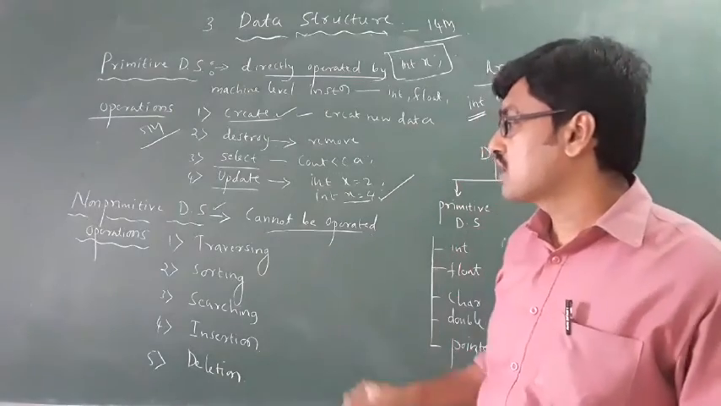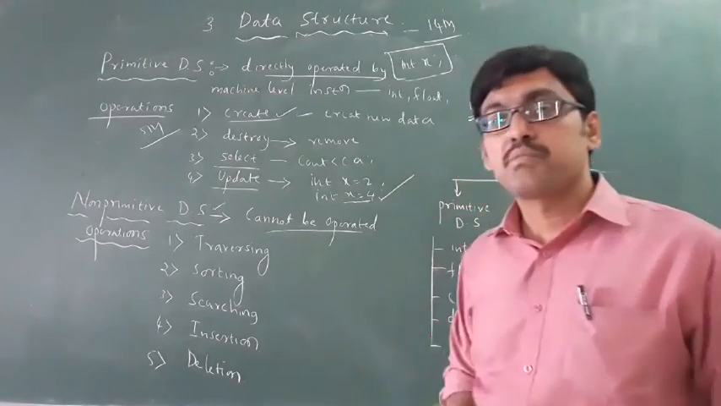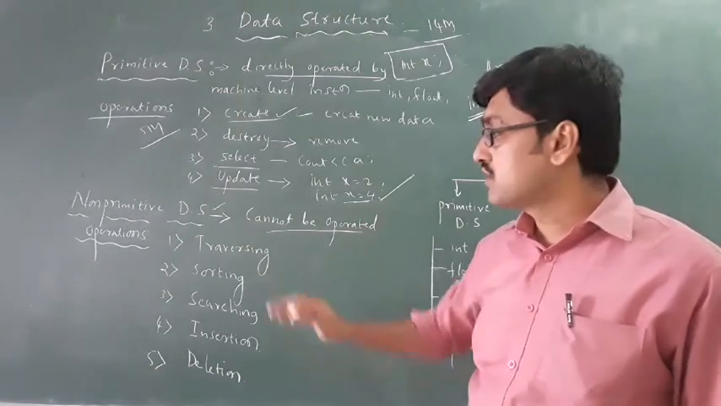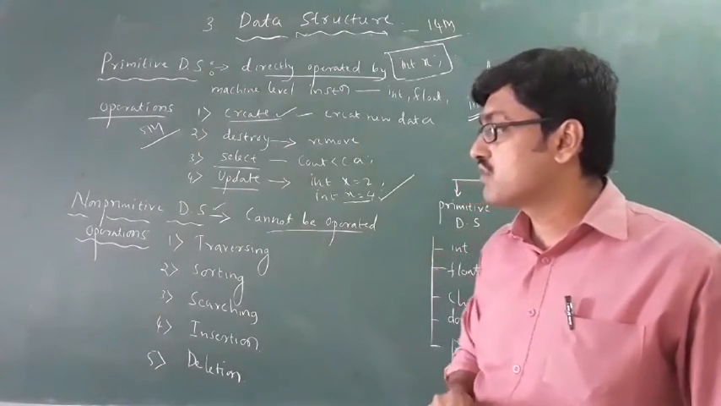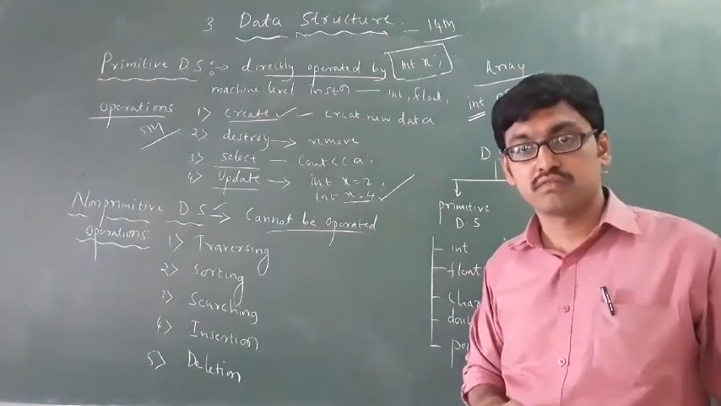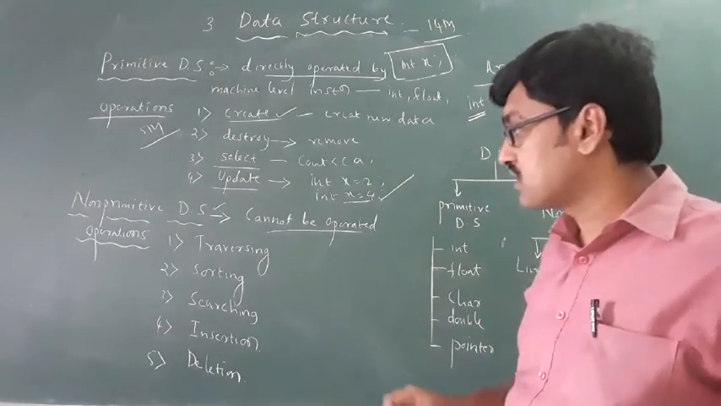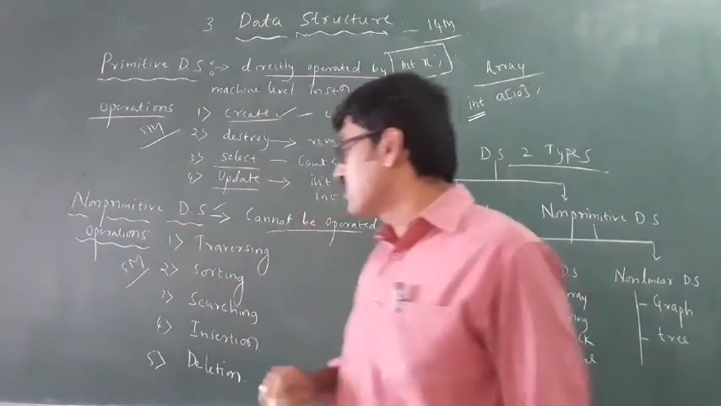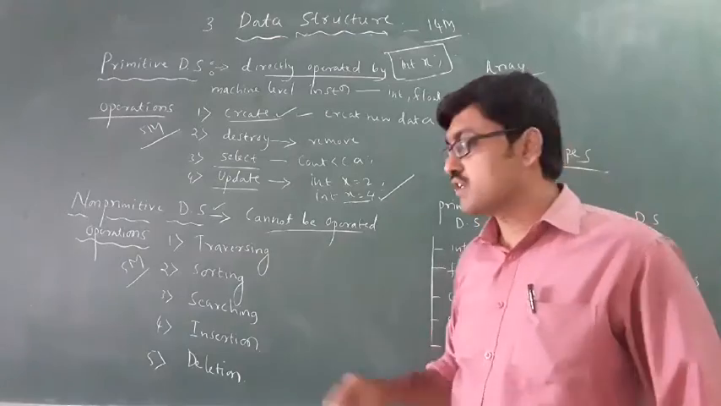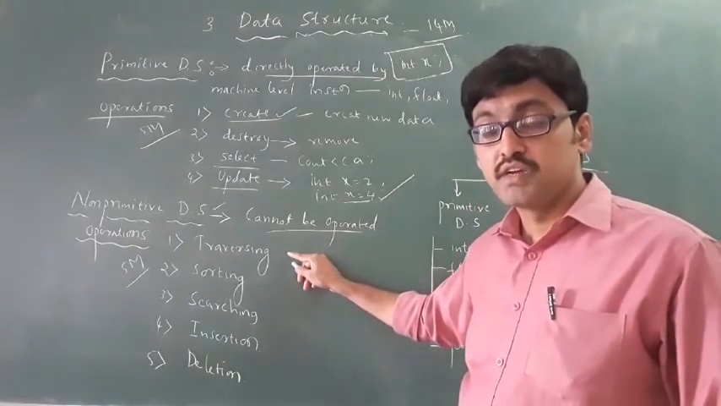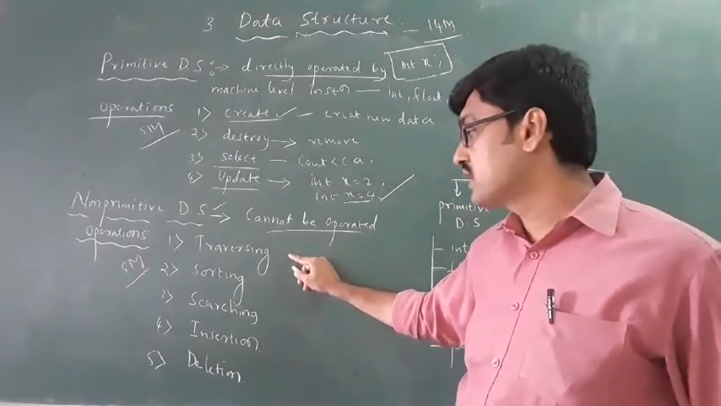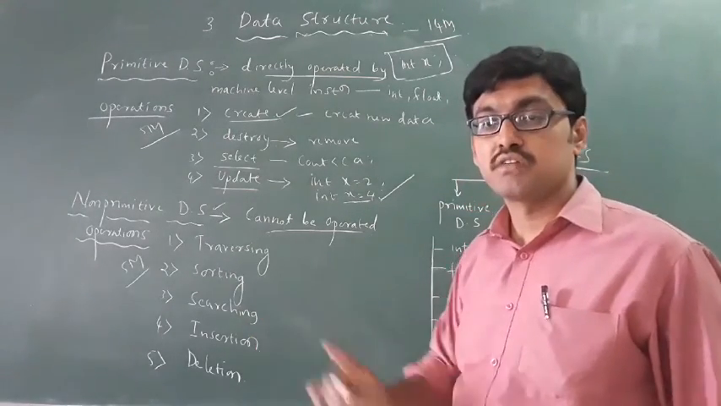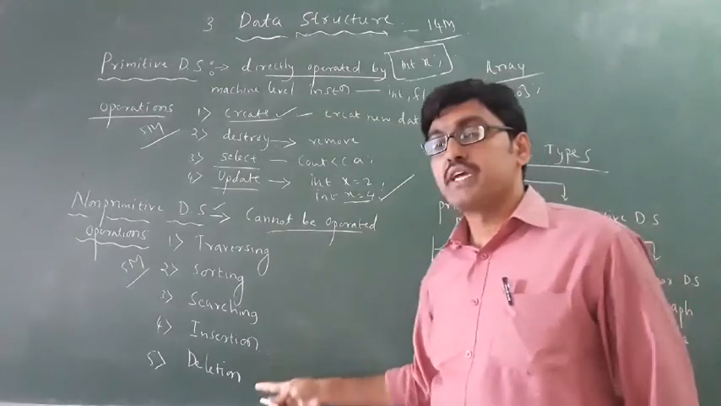Then what are the operations on non-primitive data structure? Every year this is a common question asked in the exam. Explain the operations on a non-primitive data structure, asked for 5 marks. There are 5 operations we have: traversing, sorting, searching, insertion, deletion.